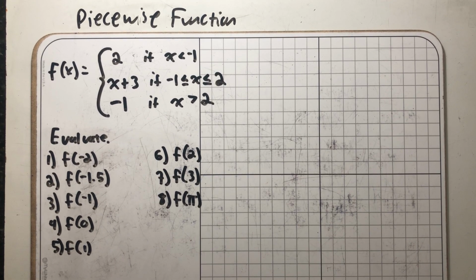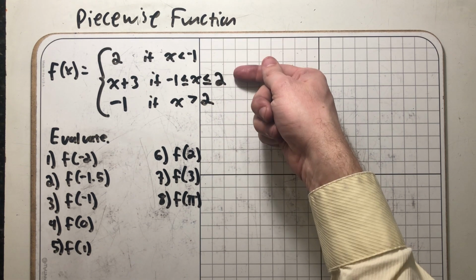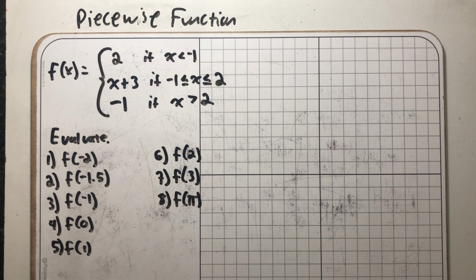In this video, I want to talk about piecewise functions. Sometimes you'll hear folks call them piecewise defined functions, and they are exactly what they say they are. They're a function where different ranges of the domain, different x values, have different rules. They're functions that come in different pieces.